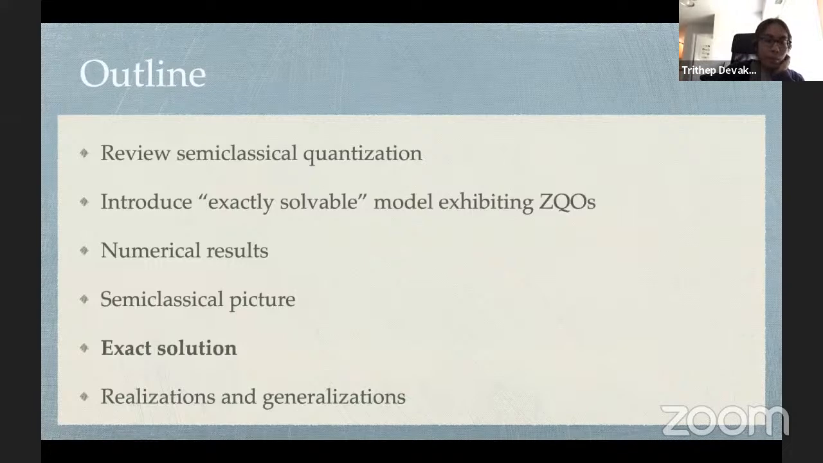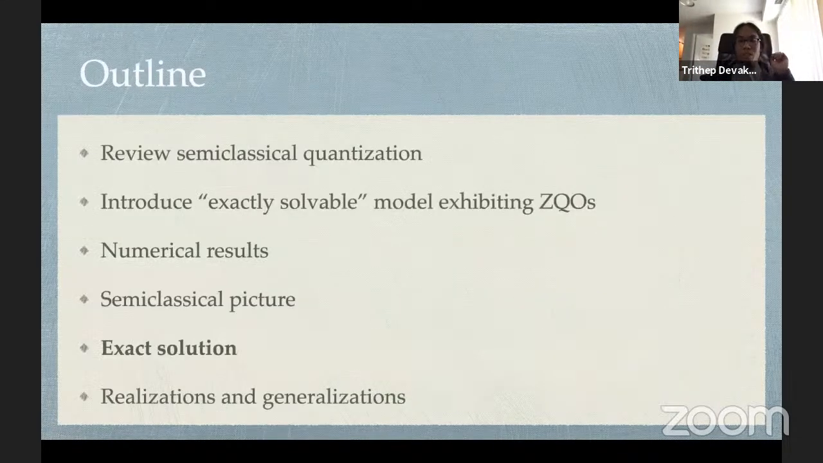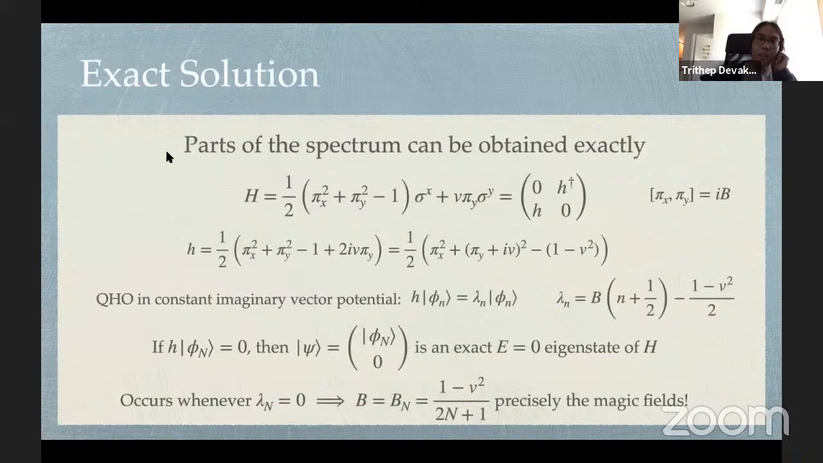So now let me talk about... Okay, so this is the semi-classical picture, but this Hamiltonian is actually more special, which is it has an exact solution. So let me briefly outline how that works. Parts of this spectrum, not the whole spectrum and not at all parameter values, but parts of it can be obtained exactly. And so how does that work?